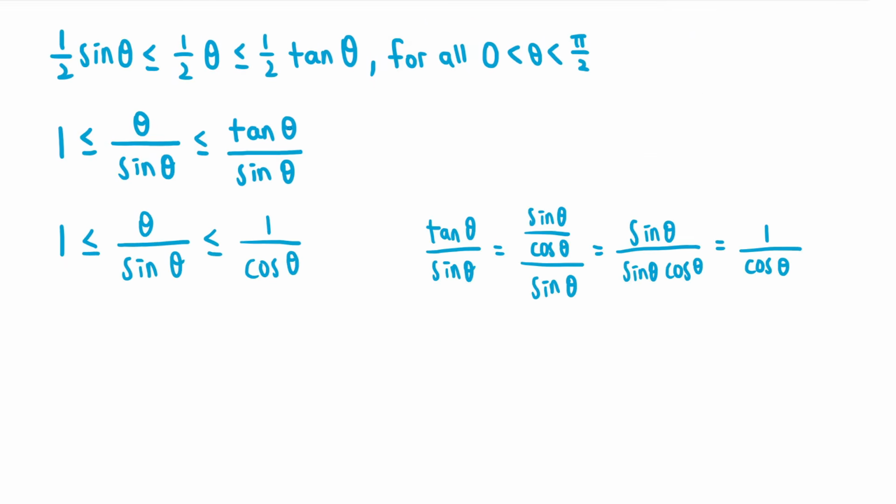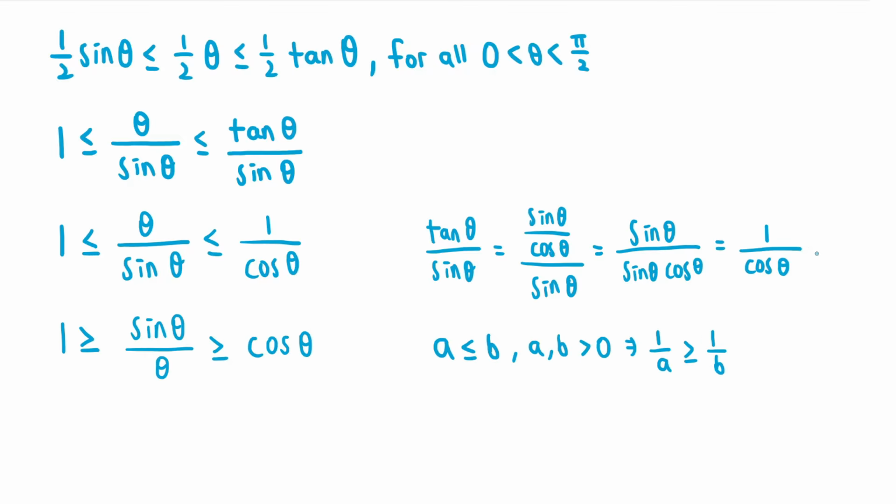We can rewrite tangent of theta over sine of theta as 1 over cosine of theta, because if we take tangent of theta over sine of theta, and rewrite tangent of theta as sine of theta over cosine of theta, we get a complex fraction. We can simplify this by multiplying cosine of theta in both the numerator and denominator, and end up with sine of theta over sine of theta times cosine of theta, and the sine of theta in the numerator and the sine of theta in the denominator cancel out, and we just end up with 1 over cosine of theta.